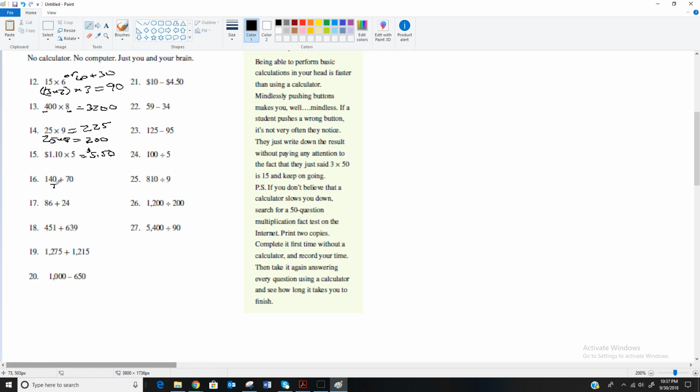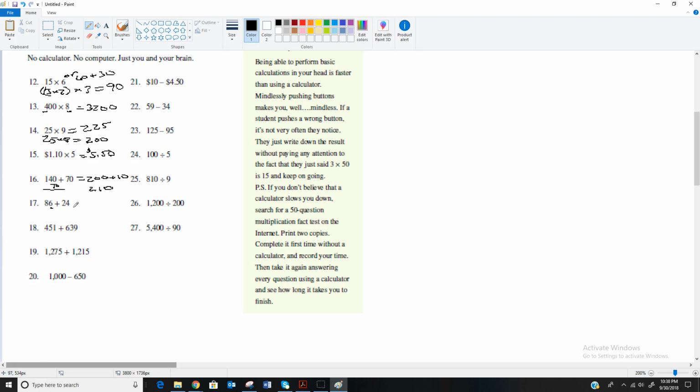On this one, a couple different things you could do. You could kind of just picture it underneath like this, or 140 is very close to 130. So 130 and 70 would be 200, but then you have that extra 10 from the 140. So 130 plus 70 is 200 plus an extra 10. You're at 210.